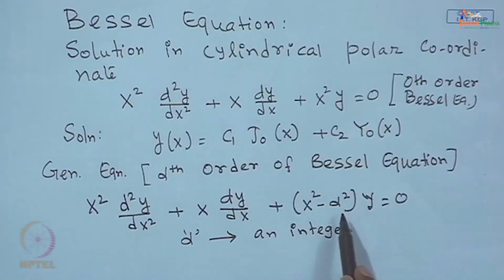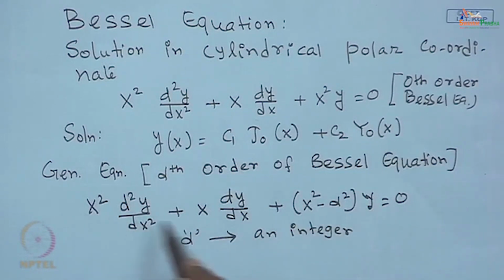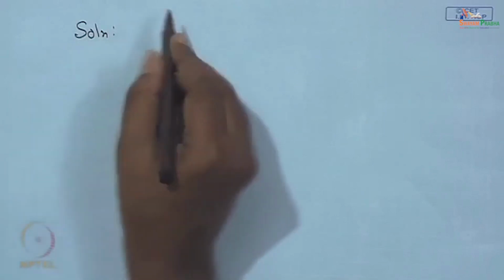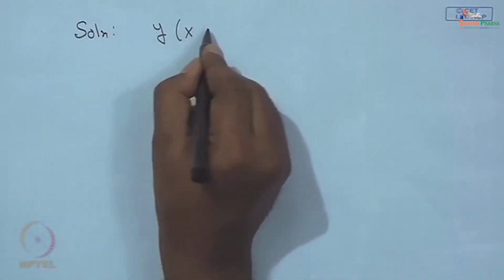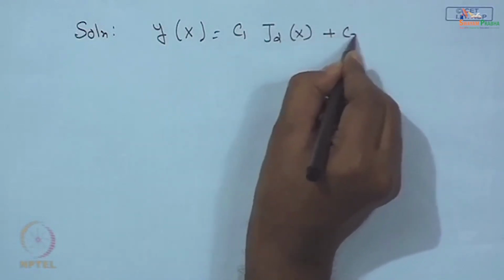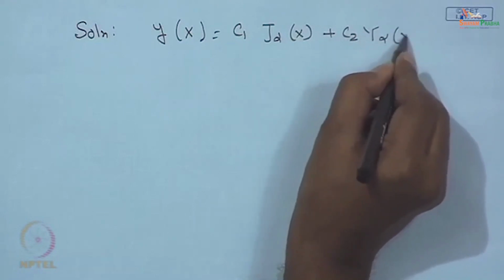So, just check, if we put alpha is equal to 0, we are going to get back the 0th order Bessel equation. For any value of alpha, you will be getting the Bessel equation. For alpha is equal to 1, the last term will be x square minus 1. So, the solution of this equation is in the form of y x is equal to C 1 J alpha x plus C 2 Y alpha x.